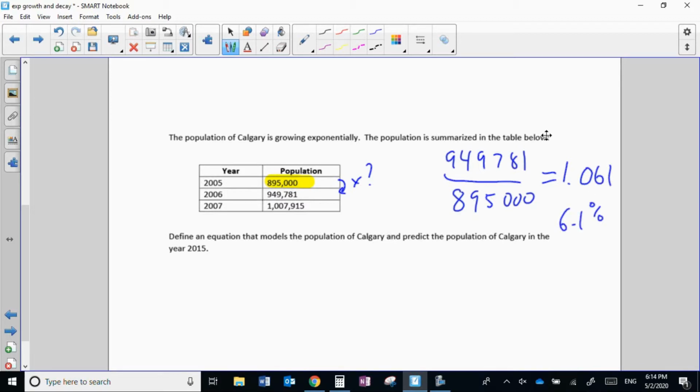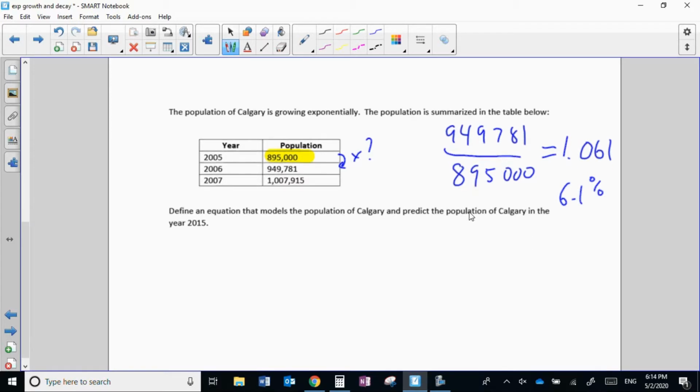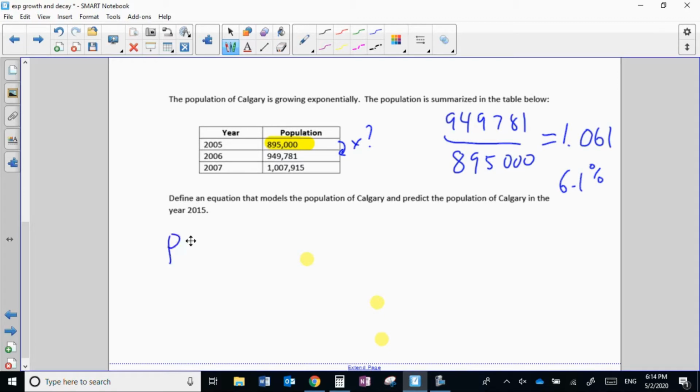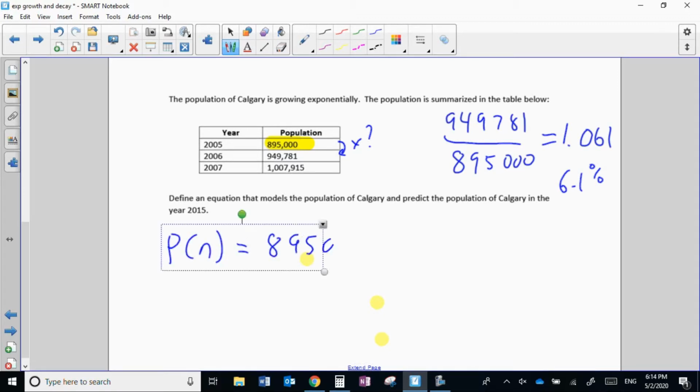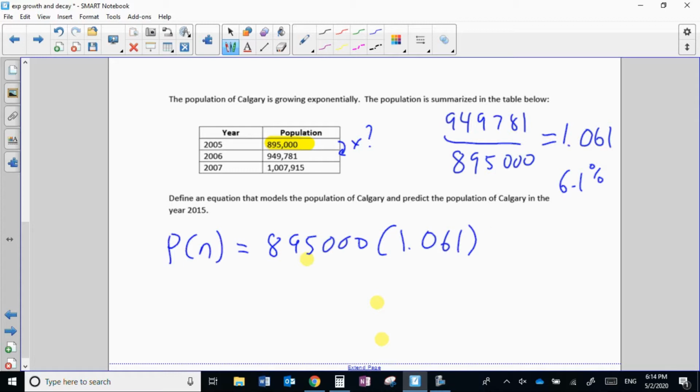Now, in order for this question to not be flawed, we should get the same thing when we divide the population in 2006 by the population in 2005. I'll let you check that out, but let's assume that it works out basically perfectly, so that we can come up with our population equation. Our initial amount, 895,000 people, times 1.061 to the power of the year, and we'll subtract 2005.